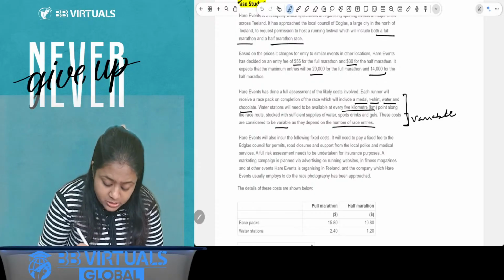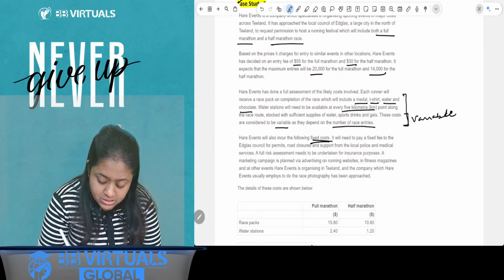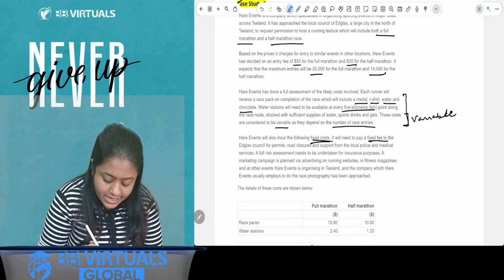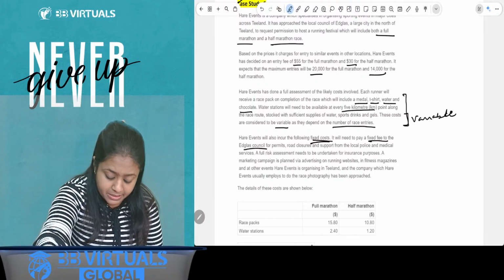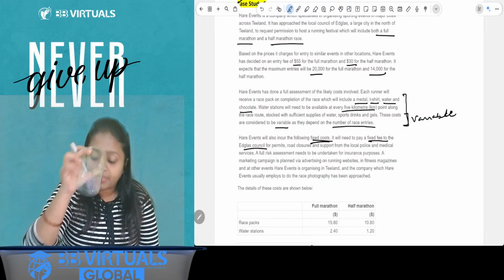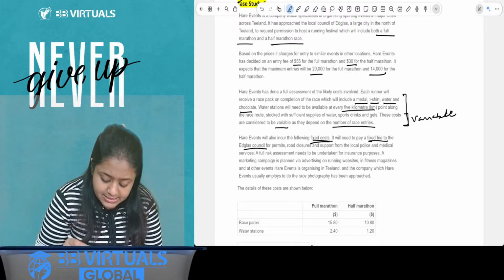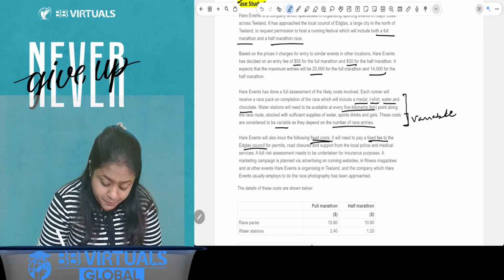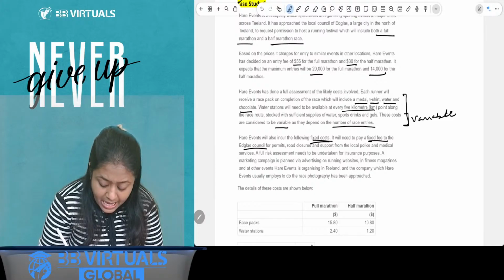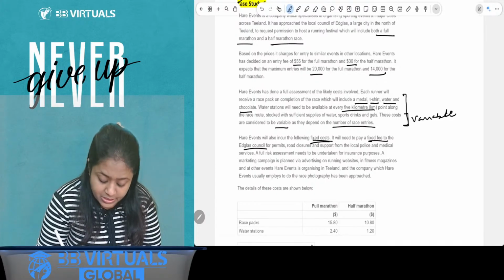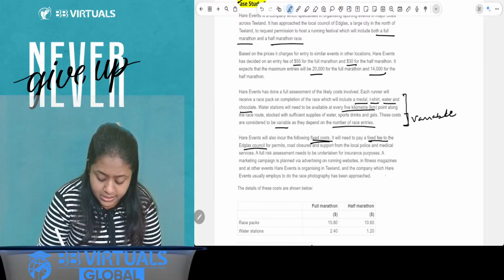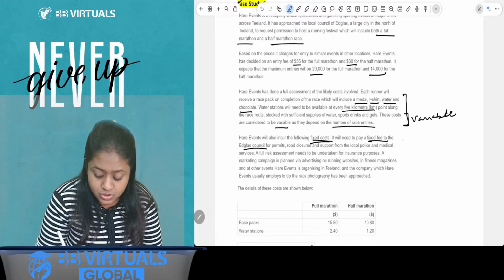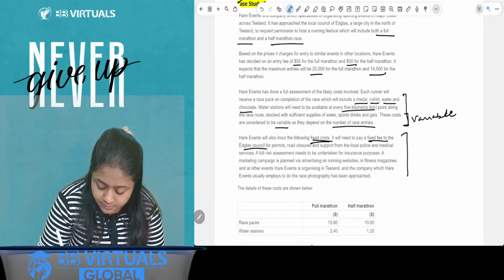Now, Hair Events will also incur fixed costs. It will need to pay fixed fees to the Edglas Council for permits, road closures and support from the local police and medical services. A full risk assessment needs to be undertaken for insurance purposes. The marketing campaign is planned via advertising on running websites, in fitness magazines, and at the other events that Hair Events is organizing in Thailand. And the company which Hair Events usually employs to do the race photography has also been approached. So these are all the fixed expenses.